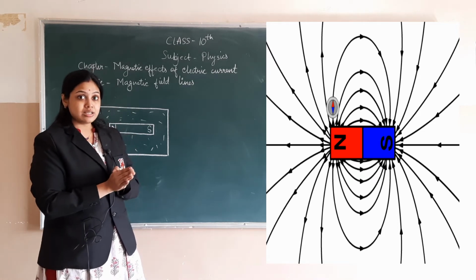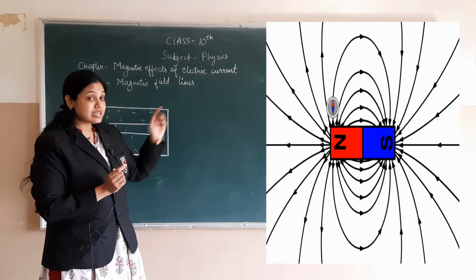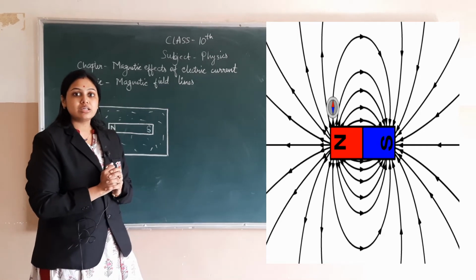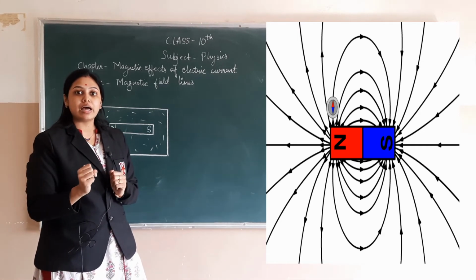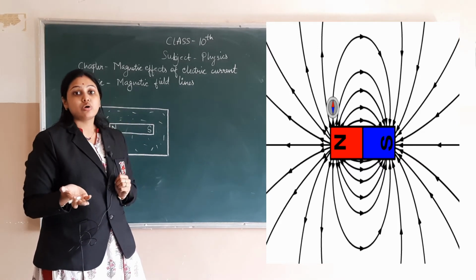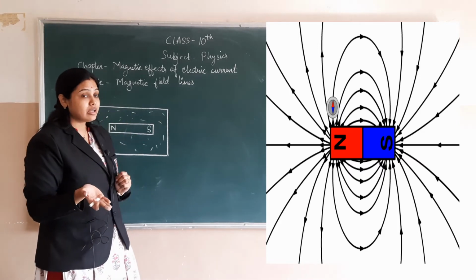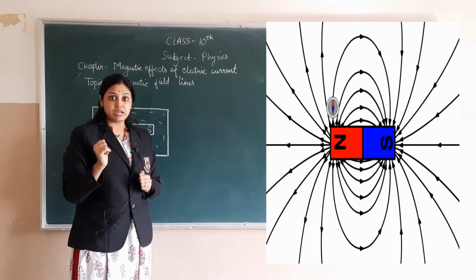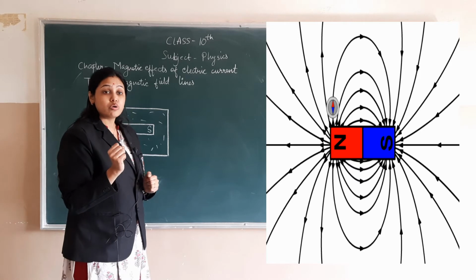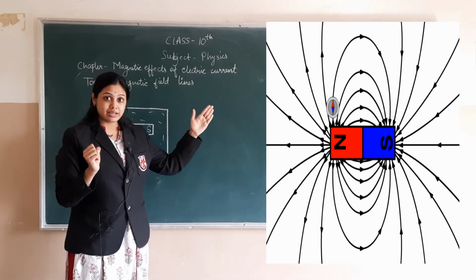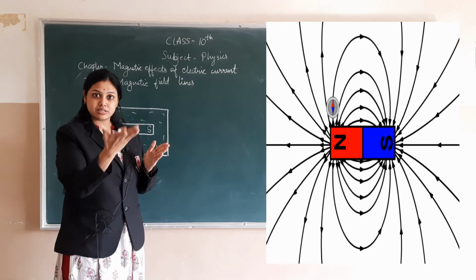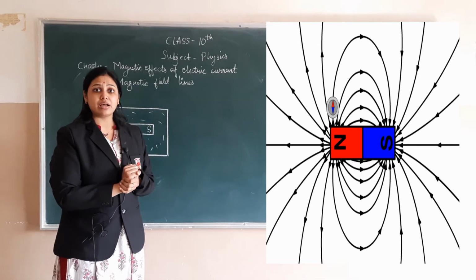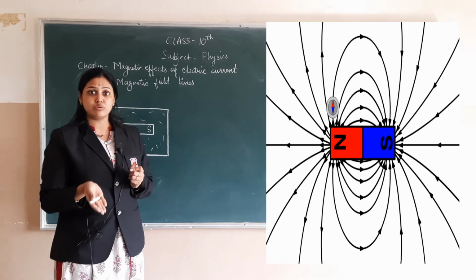If you put a compass needle at any point on these lines, it will represent the direction of the field. You will find that the direction of the magnetic field is from north to south. Outside the magnet, the field lines go from north to south, and inside the magnet, when they reach south, they again come back to north. Inside a bar magnet we can say that the field is uniform.